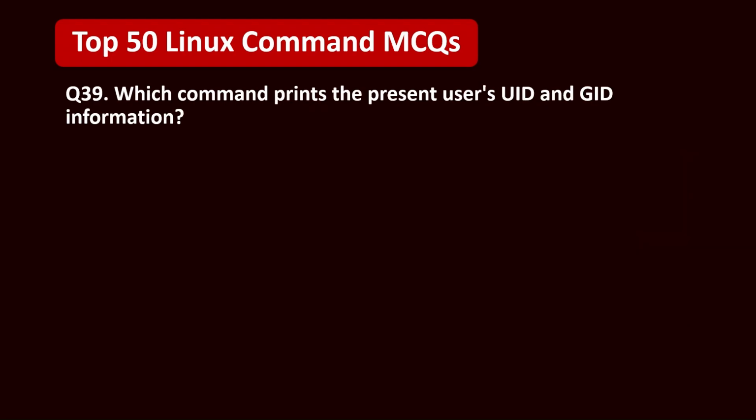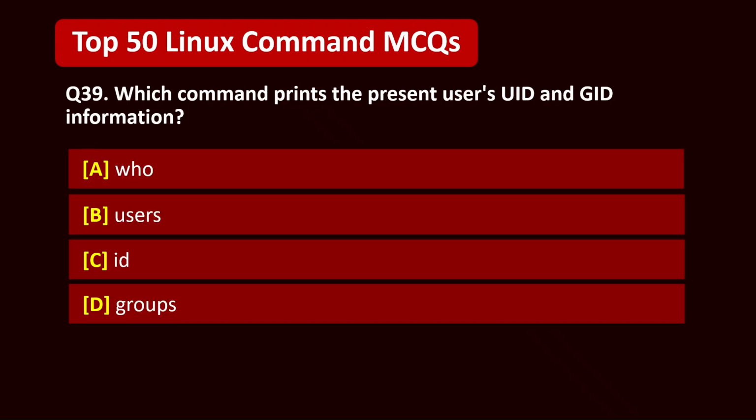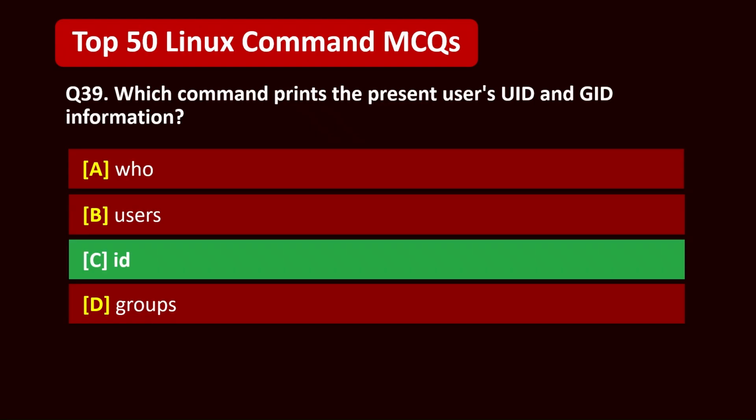Question 39. Which command prints the present user's UID and GID information? A. Who, B. Users, C. ID, D. Groups. 5, 4, 3, 2, 1. Correct answer is C. ID.